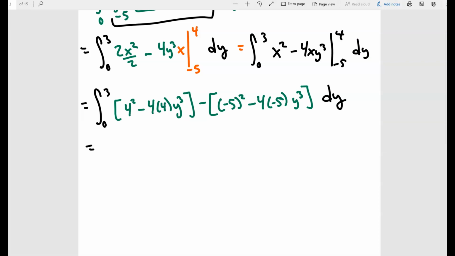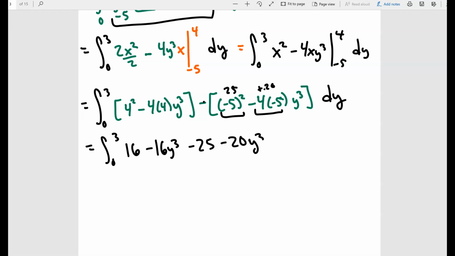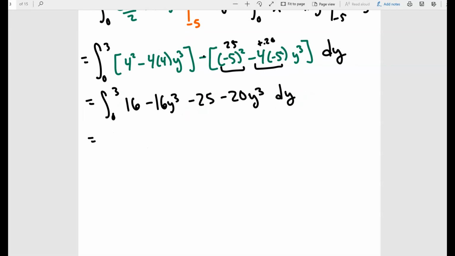Okay. All right, so then what am I going to get? This is the integral from 0 to 3. This is going to give me 16 minus 16y cubed. This is going to give me positive 25, and then a negative gives me negative 25. Here I'm going to get a positive 20, and then a negative on the outside gives me a negative 20y cubed dy. And then cleaning this up a little bit more gives me the integral from 0 to 3 of -9 minus 36y cubed dy.